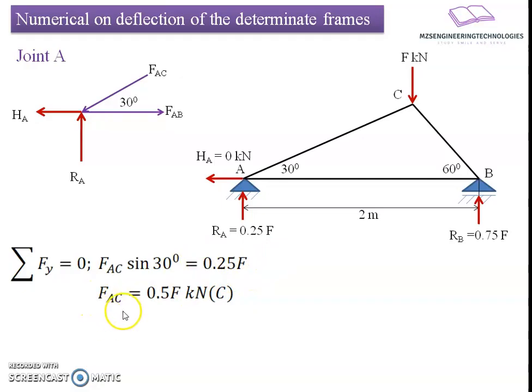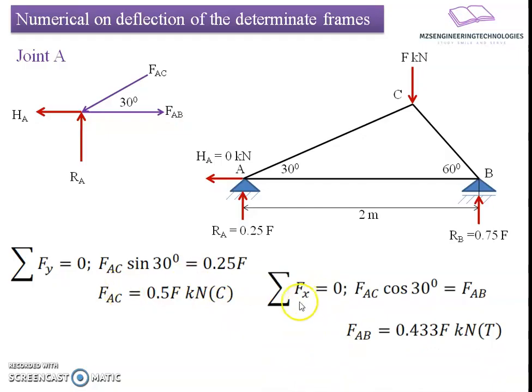From this we get the value of FAC equal to 0.5 F, that is 0.5 times F kilonewton, and the nature of the force here is compressive. Similarly, if I apply summation of forces in the x direction, what result will I get? FAC cos 30 degrees is equal to FAB. We know the value of FAC, so substituting it in this relation, we get FAB equal to 0.433 times F kilonewton, and that is tensile in nature.